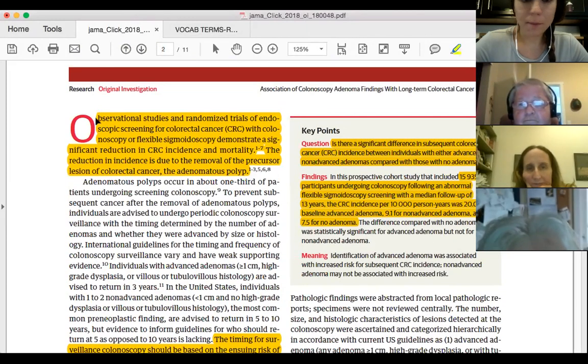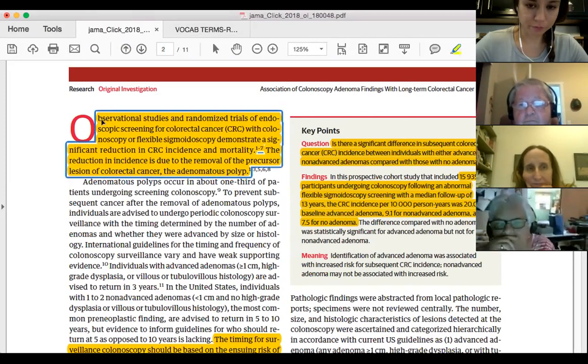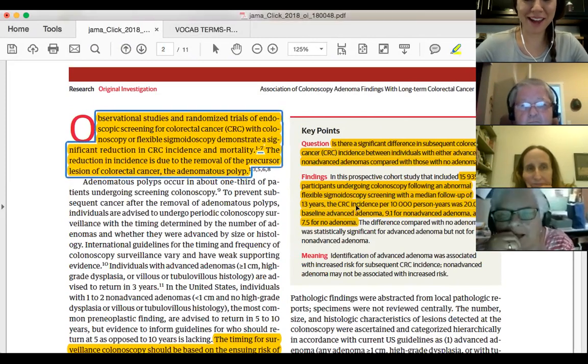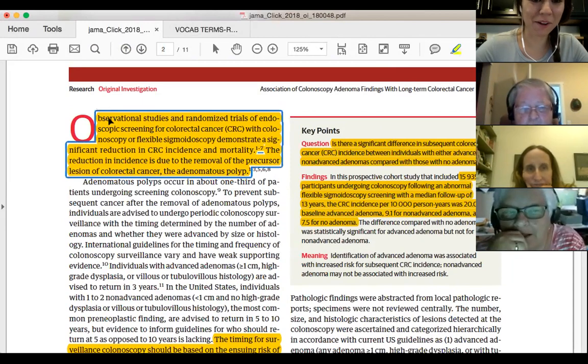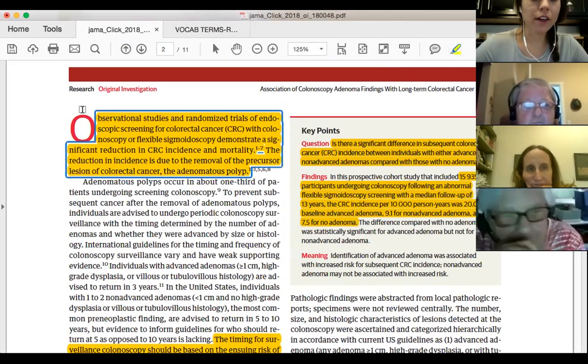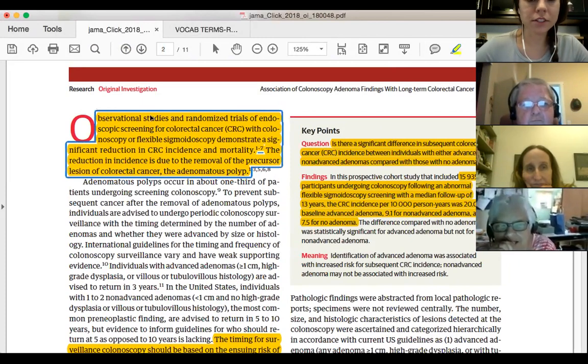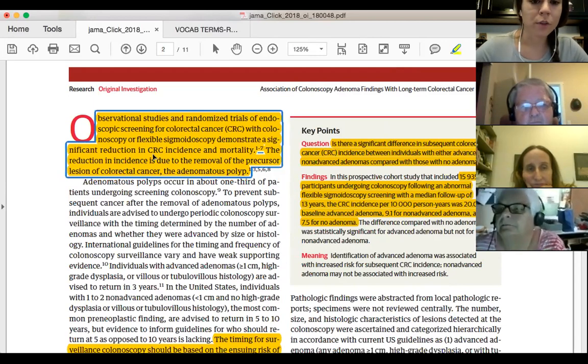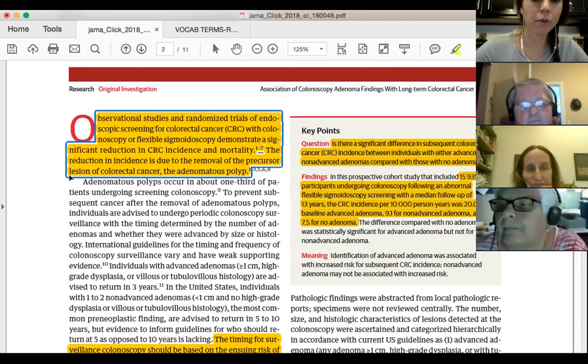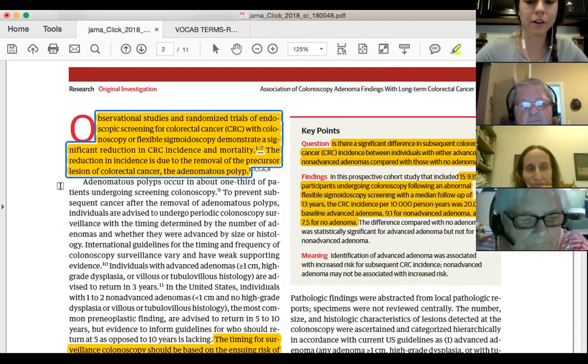So I'm going to point out this guy right here. You can see where I've done my highlighting, granted on a computer. So here they go into the background of work that's been done before. Observational studies and randomized trials of endoscopic screening for CRC with colonoscopy or flex sig demonstrate a significant reduction in CRC incidence and mortality. So that's already known.